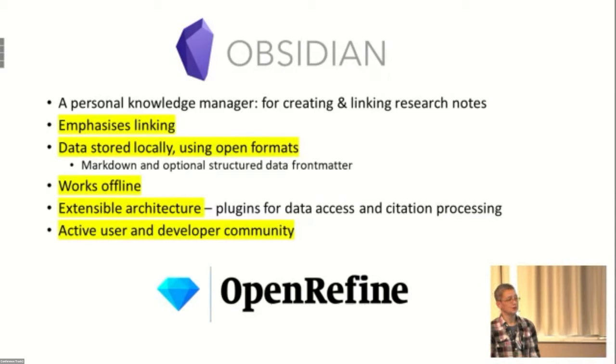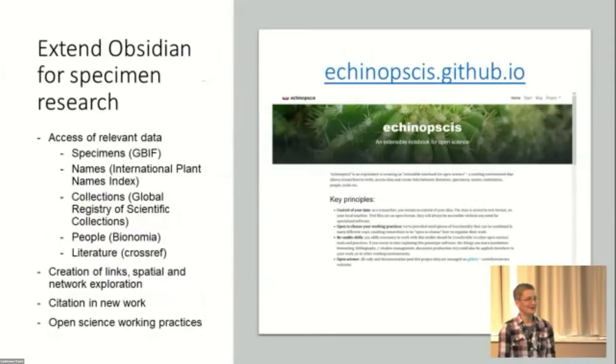So one of the aims of this project is to examine if we can make the step change in the management of unstructured or semi-structured research data and democratizing the way that we link that data and share it, the same way that we've kind of democratized data cleaning with OpenRefine. And to that end, we have extended Obsidian for specimen research. So I've written a bunch of plugins that access data resources like GBIF, names from the International Plant Names Index, institutional profiles from GRSciColl, also from GBIF, people from Bionomia, and literature from Crossref. And we can enable researchers to stitch all those data together. They can cite those elements in their new work, and they're kind of learning the processes of open science as they go. We're using open formats and we're using open data as we go.